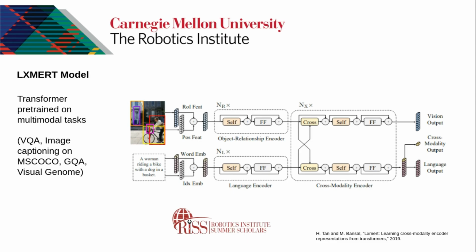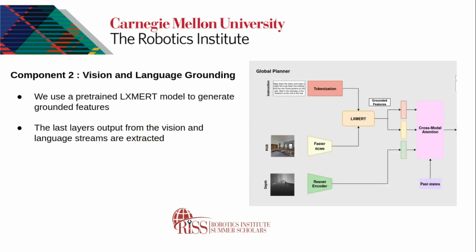Coming to LXMERT, we use it heavily in our task for performing vision and language grounding. The LXMERT model is basically a transformer which was pre-trained on a series of multimodal tasks like VQA, image captioning, and many more. We use the LXMERT model in the vision and language grounding module. We extract the last layer's outputs from the vision and language stream of LXMERT to produce the grounded features.